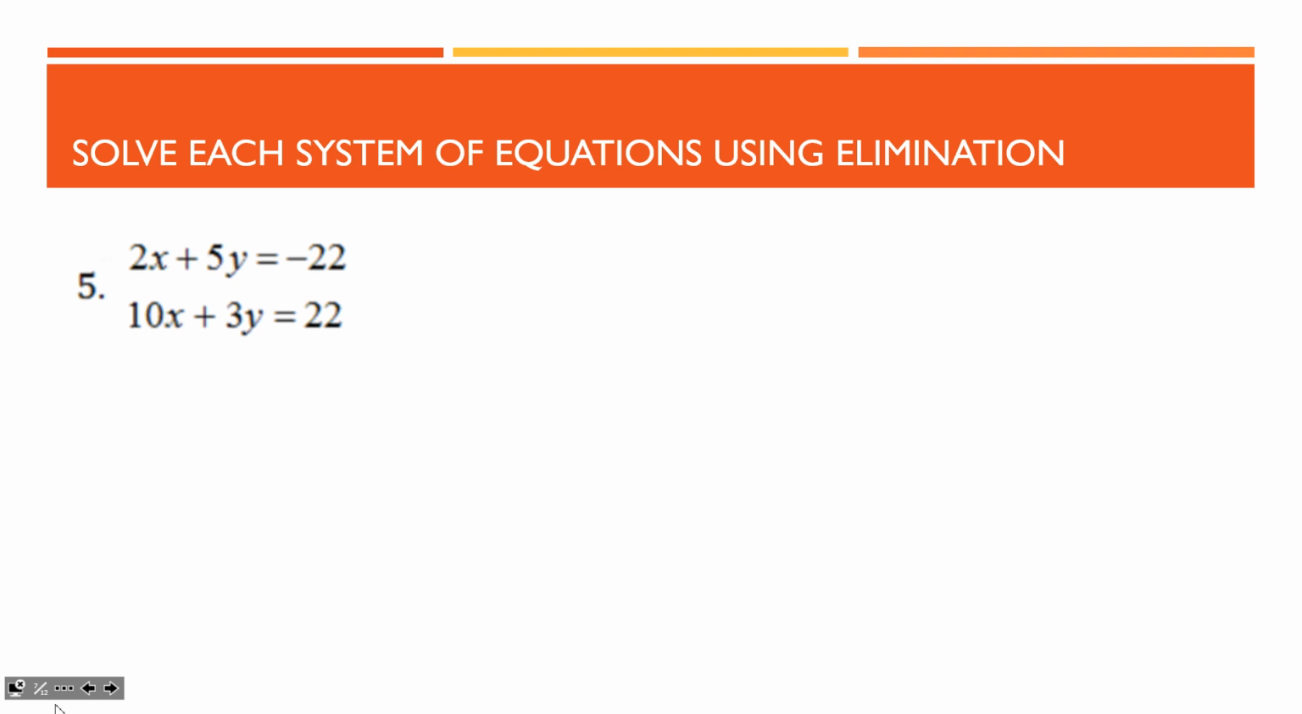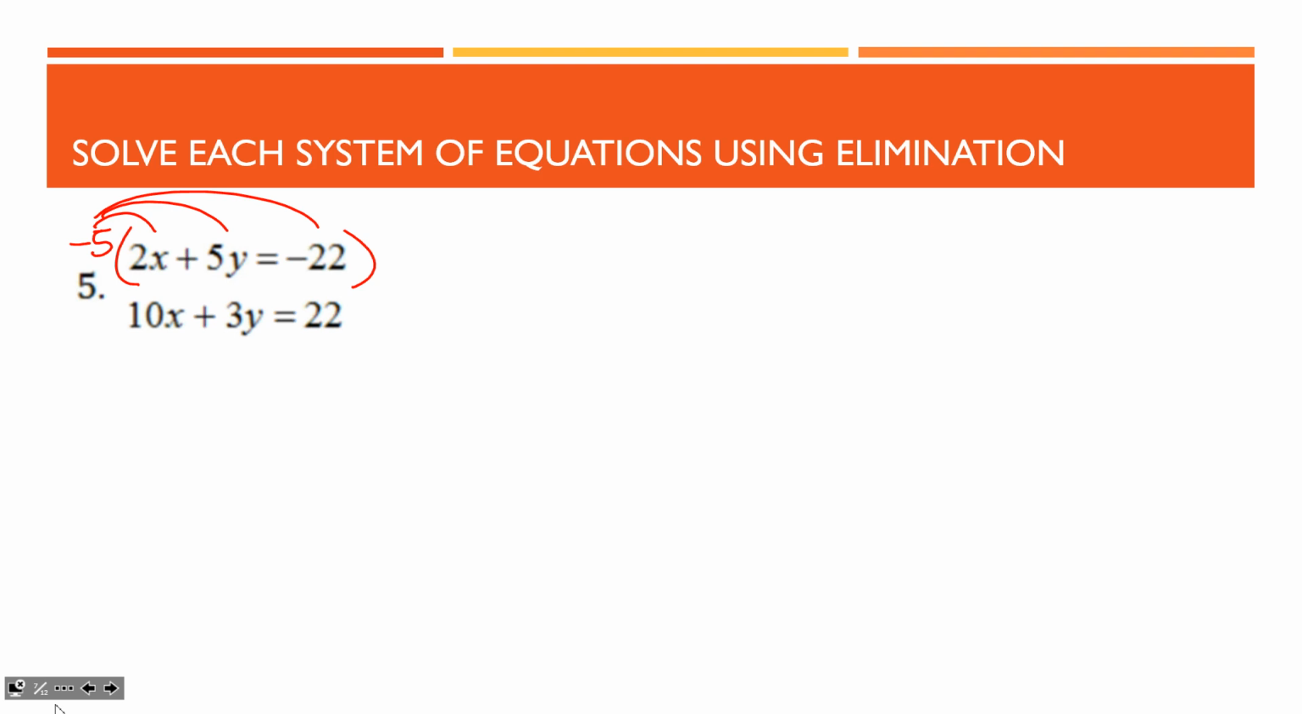So if I wanted to force the x's to cancel, you notice the coefficients are +2 and +10. They don't cancel as is, but if I multiply this top equation by -5, -5 times 2 is -10, right? And then -10x plus 10x would cancel. So I can force that to happen by multiplying by -5, but here's the thing. I have to make sure I multiply the whole equation by -5, not just the x term.